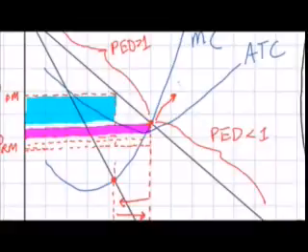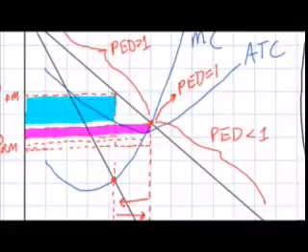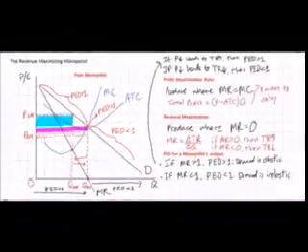So right here, above the QRM level of output, PED equals 1. A particular percentage decrease in the price will lead to an identical percentage increase in the quantity demanded. Therefore, there will be no change in the firm's total revenue as it changes its level of output and its price right around the QRM level. Total revenue is maximized at QRM.